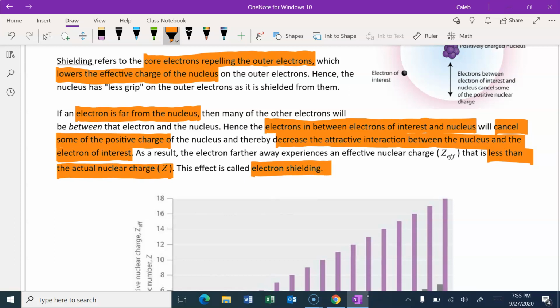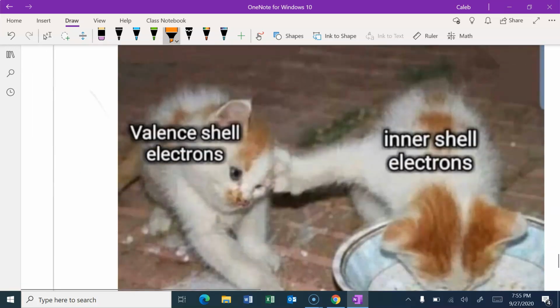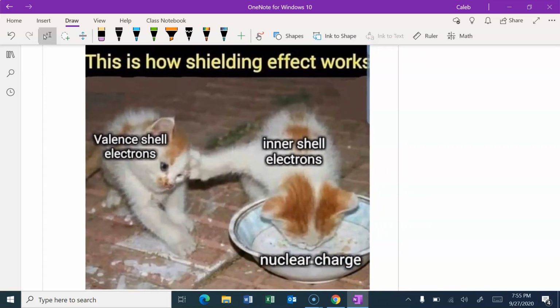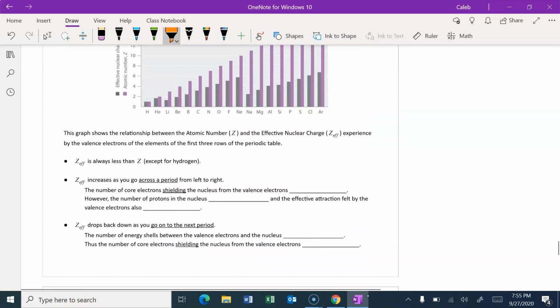I know there's a lot of words and a lot to take in. Here's a picture that's just kind of a meme of how shielding works. You see this little cat down here that is pushing out the other cat and not letting it get to the milk. So it's like the inner electrons are pushing the outer electrons away so that they can't experience the pull of the nucleus. That's basically what shielding is. It's just a metaphor or a meme.